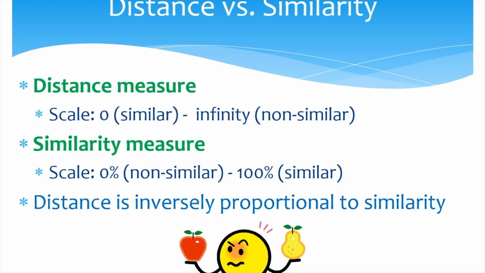The second approach is called similarity measure. The scale of a similarity measure is typically from 0% to 100%, where 0% indicates non-similar and 100% indicates identical. Distance is inversely proportional to similarity, which means that the shorter the distance value, the higher the similarity. In this project, we adopt a widely and commonly used distance measure named Euclidean distance.